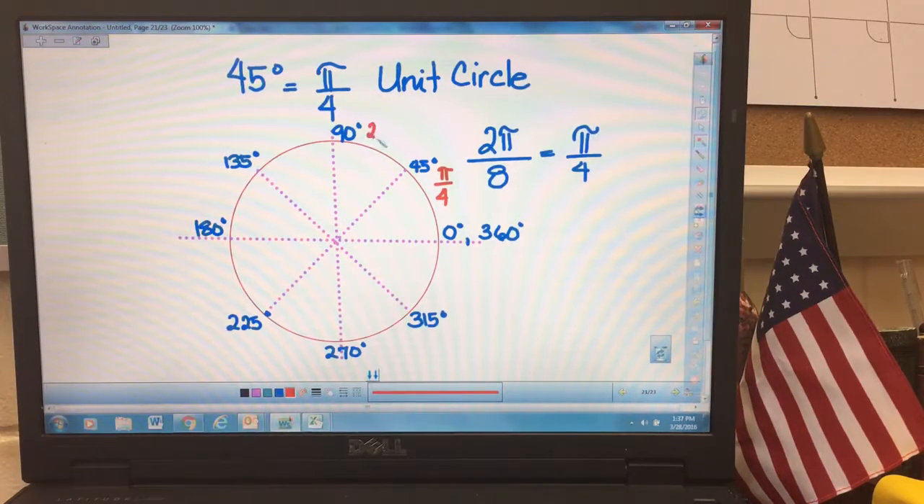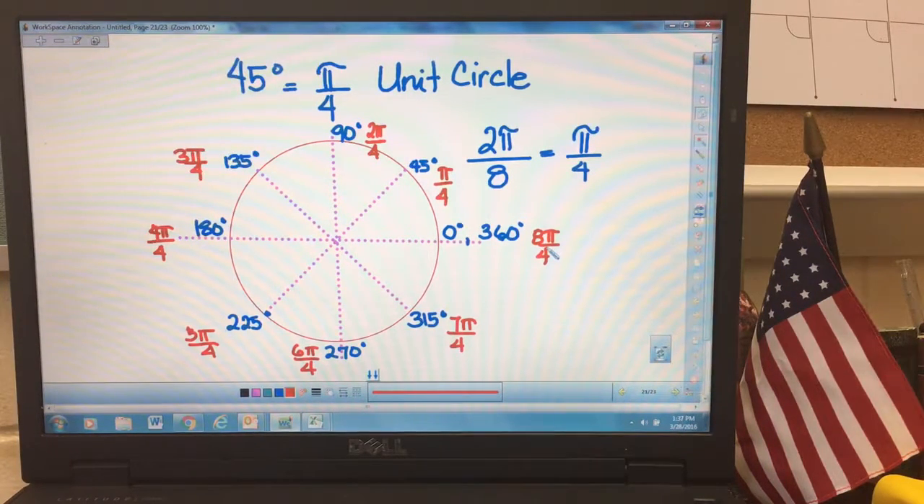This one is a 2 pi over 4. This is a 3 pi over 4. A 4 pi over 4. A 5 pi over 4. This one will be a 6 pi over 4. A 7 pi over 4. And an 8 pi over 4. The last step will be just to simplify the fractions.